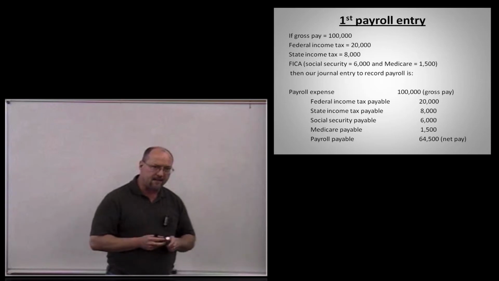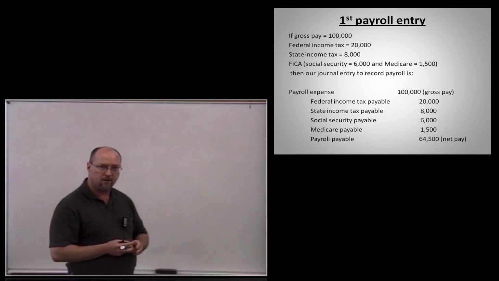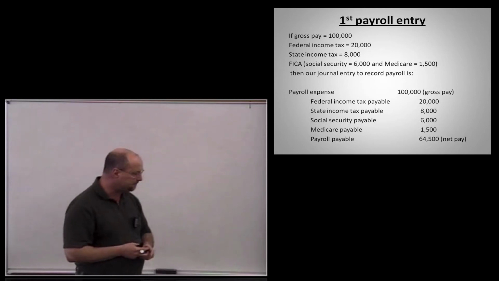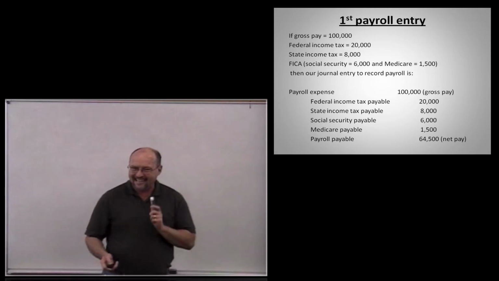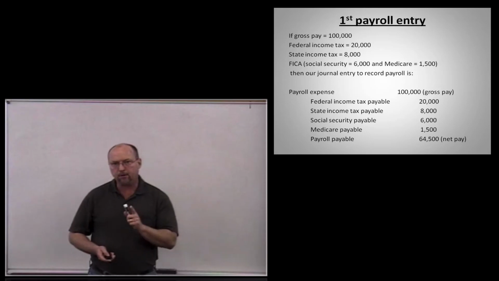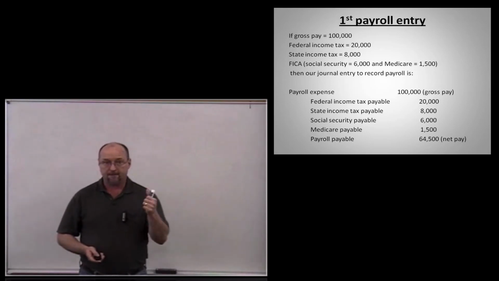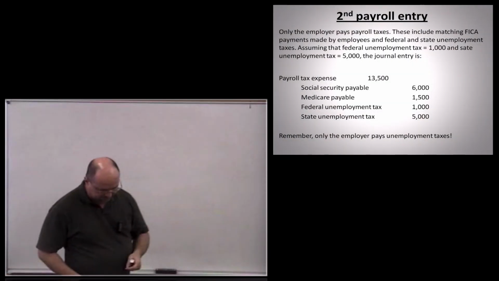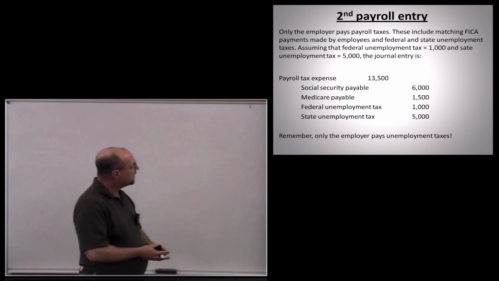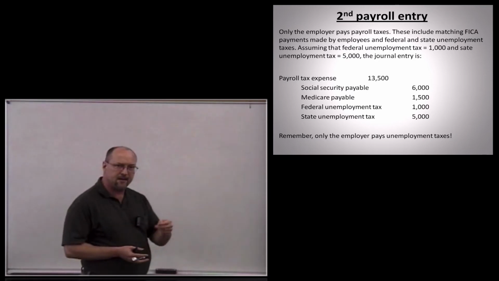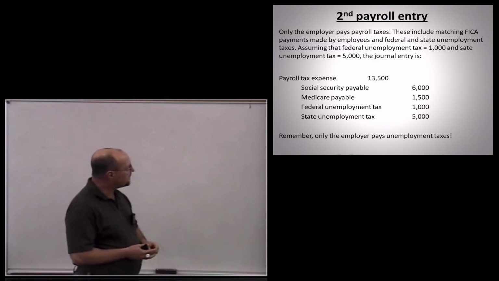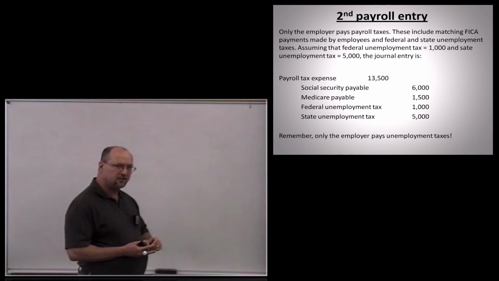Okay, quick comment, if you're self-employed or an independent contractor, you have to pick up both sides. So you have to be aware of that. Okay, in addition, only the employer pays federal unemployment tax and state unemployment tax. Okay, so let's take a look at this entry. Okay, they match FICA. FICA is made up of 2 parts, Social Security and Medicare. And the employer only pays federal and state unemployment.